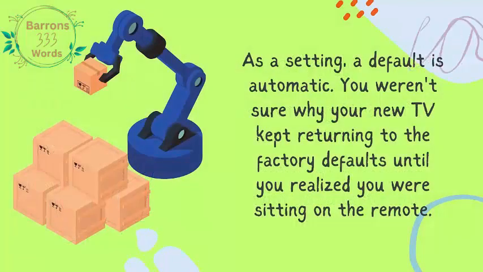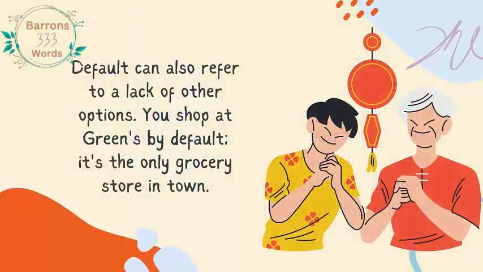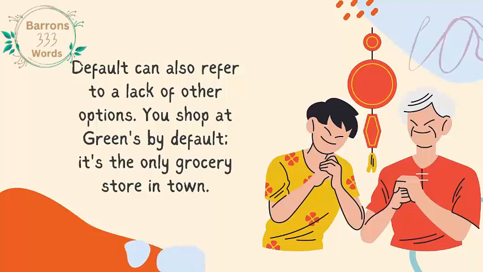As a setting, a default is automatic. You weren't sure why your new TV kept returning to the factory defaults until you realized you were sitting on the remote. Default can also refer to a lack of other options. You shop at Greens by default, it's the only grocery store in town.